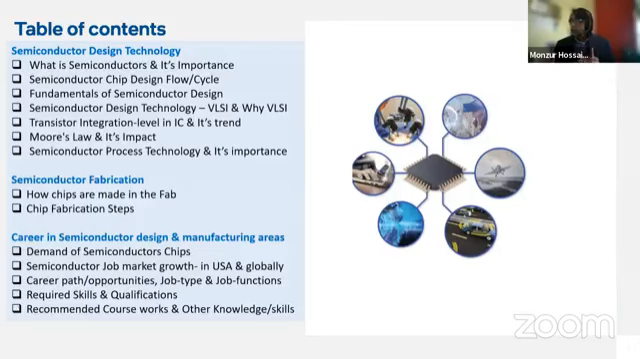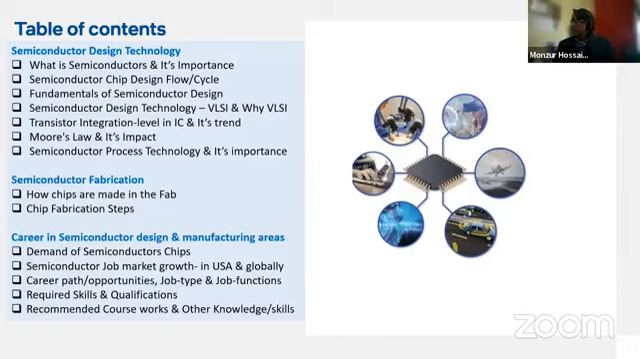There is a Moore's law related to this transistor integration level. We'll touch upon that. And then semiconductor process technology. What is process technology and what is the importance of it? So that is the first, design-related part. And then in the second part, we'll talk about semiconductor or chip fabrication. How chips are made in the fab. What are the different fabrication steps? We will touch upon that, and there will be a video segment.